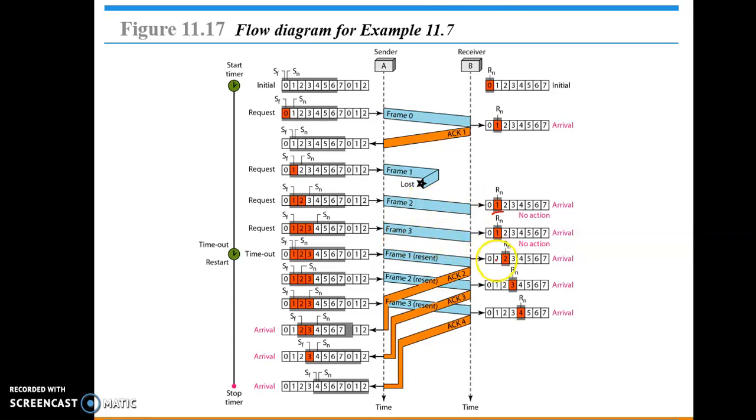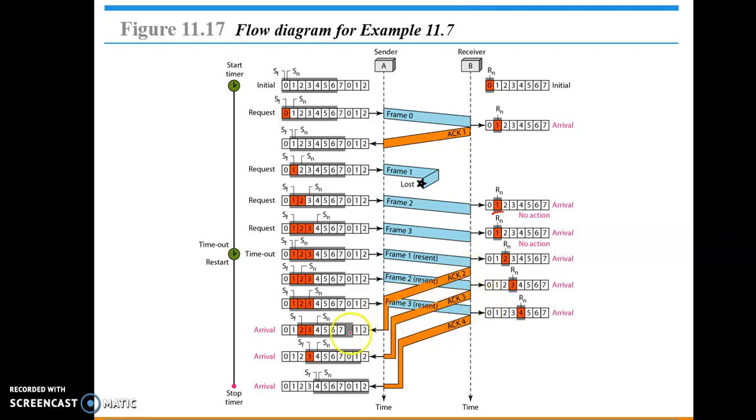So what will the receiver do? I am expecting 1, but you are sending 2 and 3. I couldn't receive 1. So what does it send? It sends acknowledgement 2. What should it send? It should send acknowledgement 4 because the last received frame is 3, but it sends only 2 because frame 1 is not received. So it is expecting 1. Acknowledgement 2.